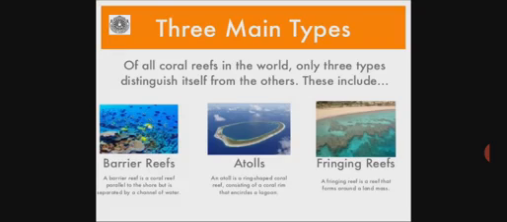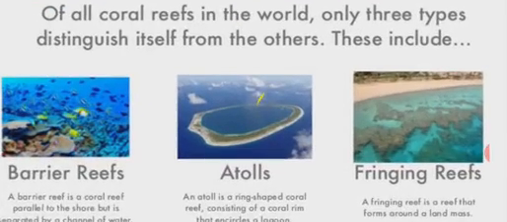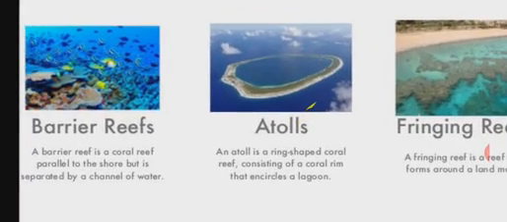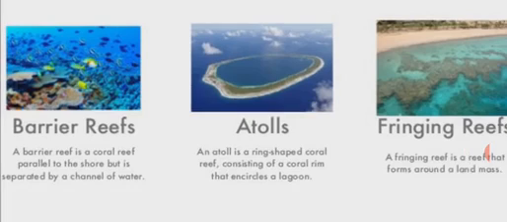Three main types of coral reefs. Of all the coral reefs in the world, only three types distinguish themselves from the others, and these include barrier reefs, atoll reefs, and fringing reefs. A barrier reef is a coral reef parallel to the shore but separated by a channel of water. That means a channel is there between the shore and the coral reef.